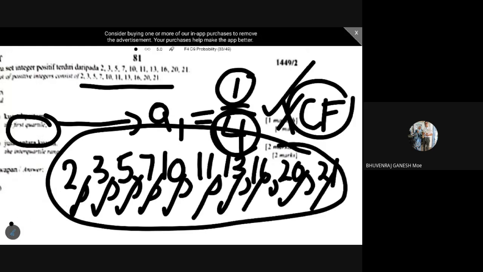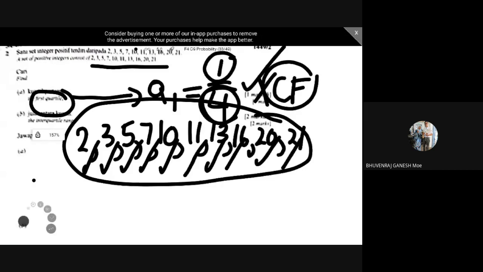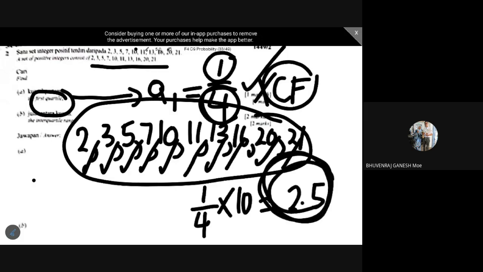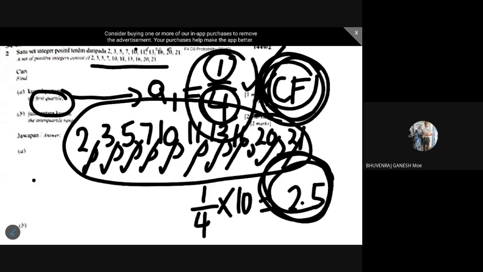So to find the value of the first quartile, you just take 1/4 times 10. You will get 2.5. What can I modify to this value, guys? The first quartile is always 1/4, but the cumulative frequency depends on the data given in the question. This 1/4 is a constant value.